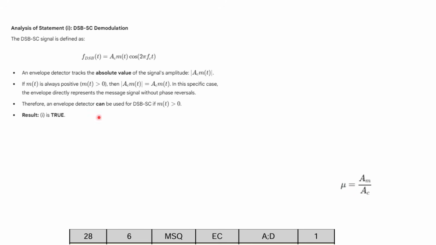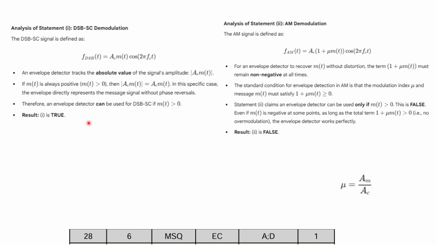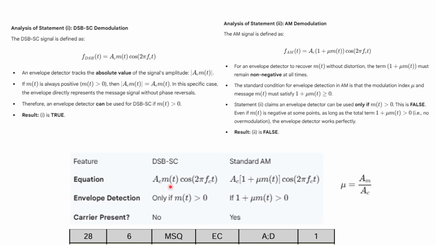Here is the more detailed explanation. For DSBSC, Ac m(t) cos omega c t, m(t) must be greater than 0 in this case. Then only you can detect the message information using the envelope detector, as you saw. In the second case, 1 plus mu m(t) must be greater than 0. In certain cases even if m(t) is greater than 0 we can definitely reconstruct, but in some cases even if m(t) is less than 0 you can still reconstruct, so that is why this is false. So here is the DSBSC signal, whose equation is this, and it can be detected only if m(t) is greater than 0, and here 1 plus mu m(t) should be greater than 0, right?